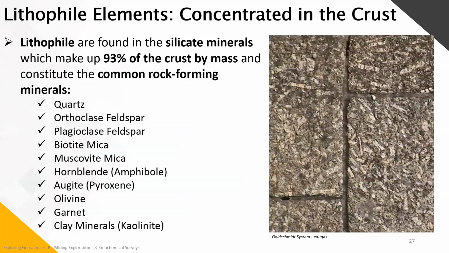The lithophiles are found mainly in silicate minerals and make up 93% of the crust by mass and constitute the common rock-forming minerals such as quartz, orthoclase feldspar, plagioclase feldspar, the biotite micas and muscovite micas, hornblende and amphibole, the augite, which belongs to the pyroxene, olivine, garnet, and the clay minerals such as kaolinite.